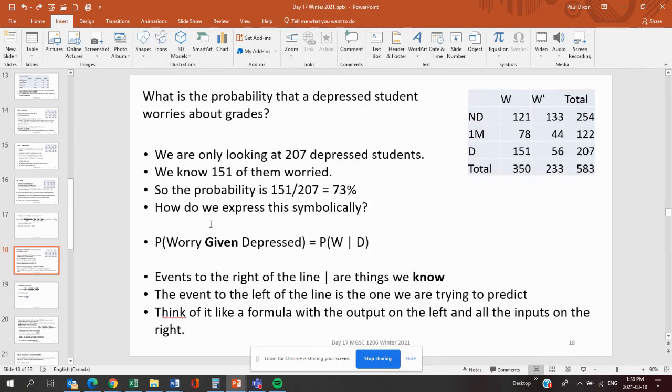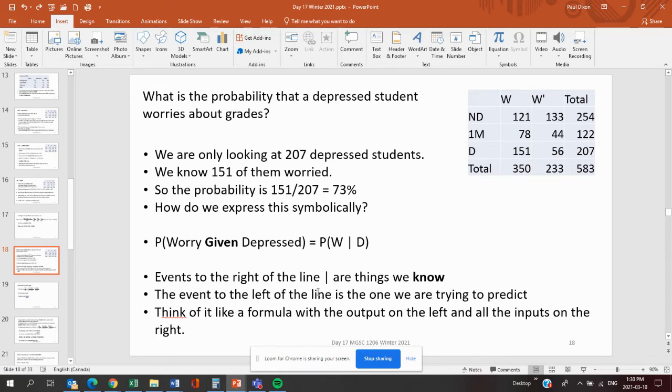Symbolically, we write this as the probability of worried given depressed. That "given" means you know that they're already depressed; that's the jargon that's used. So we write that as, what do you know for sure? Put that over on the right. They're depressed. Put a vertical line, and then on the left of it, what are you trying to find out? Well, are they worried or not? So what you don't know goes on the left. What you do know goes on the right.